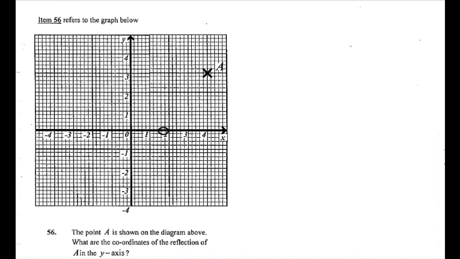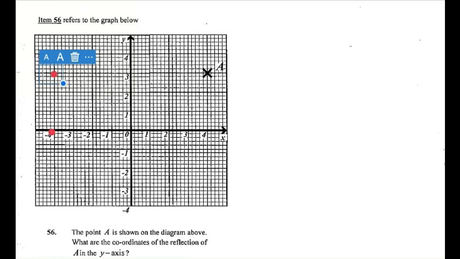So A is 1, 2, 3, 4 points away from the y-axis. So it will be somewhere along this line, and it is 1, 2, 3 points away from the x-axis going downwards. So it would be 1, 2, 3. Therefore the reflection of A would be at this point, and this corresponds with -4 and +3.